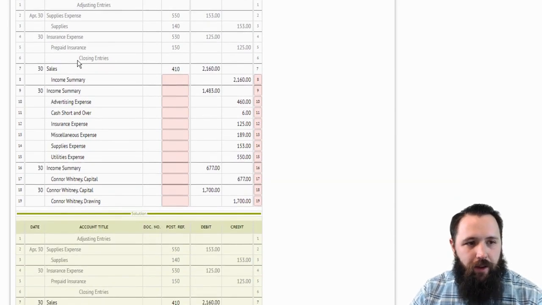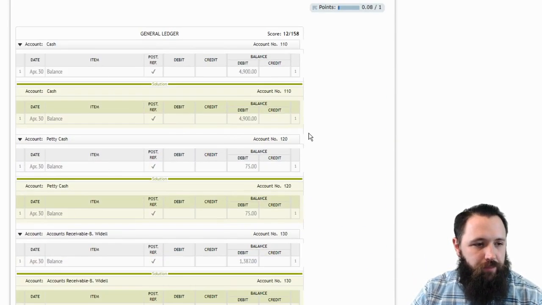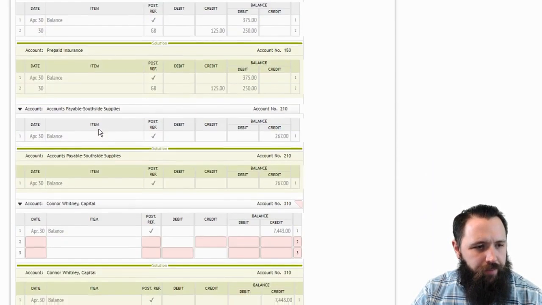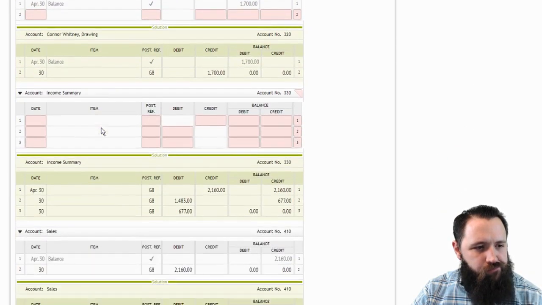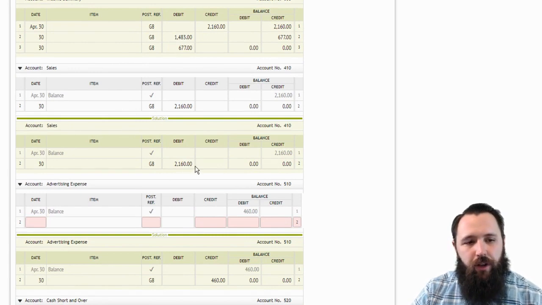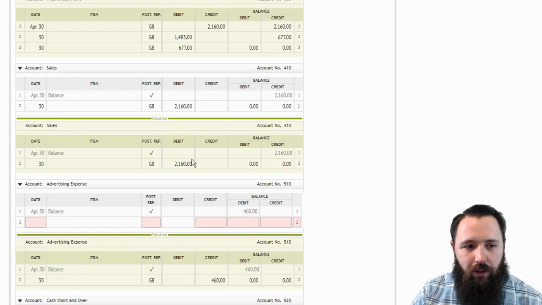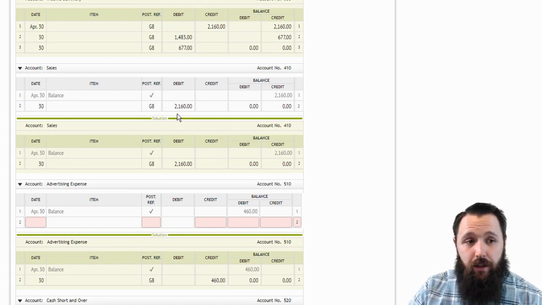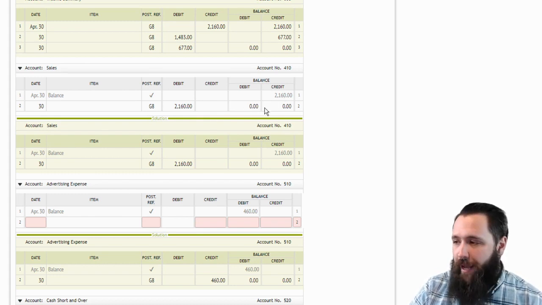So if you look here, obviously that one's correct. And then if we look at sales, let's just go down to the one that we did. Here we go. Okay. So you can see the answer here for sales, and this is correct. They want us to put zeros in both columns. That would make sense to me. I just want to make sure that they're going to count it correctly, right? So you can see that we wrote in the 30th, G8 as a reference for journal number 8. We debited that amount. It had a previous credit balance of 2160. The new balance is 0.